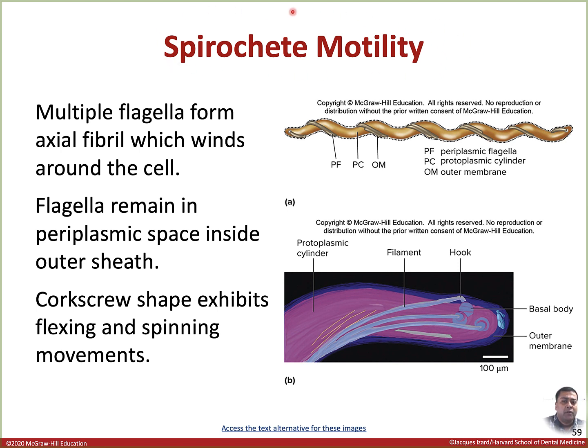The next one is a very important aspect of spirochete motility. We talked about spirochetes at the very beginning, depending upon the shape, and they actually do contain periplasmic flagella, which are also known as axial fibril or axial filament, which winds around the cell. The flagella remain in the periplasmic space inside the outer sheath, the outer membrane. The corkscrew shape actually exhibits the flexing and spinning movement.